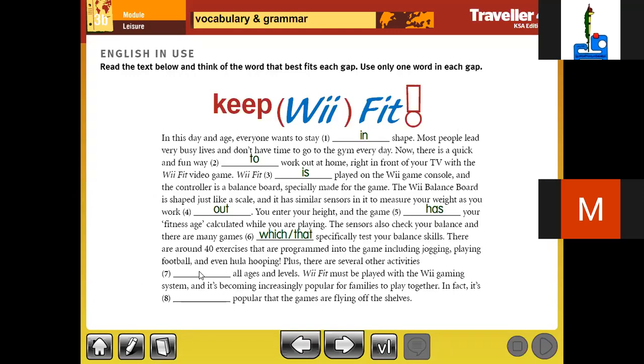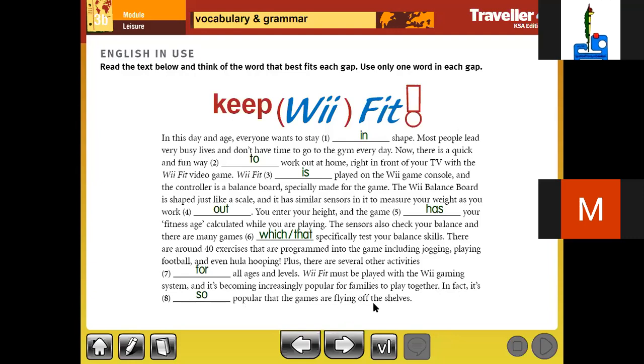There are several other activities for all ages and levels. Who will answer number 7? For all ages and levels. Thank you, Yassine. Wii Fit must be played with the Wii gaming system, and it's becoming increasingly popular for families to play together. In fact, it is so popular, thank you Muhammad Al-Asmari, that the games are flying off the shelves.